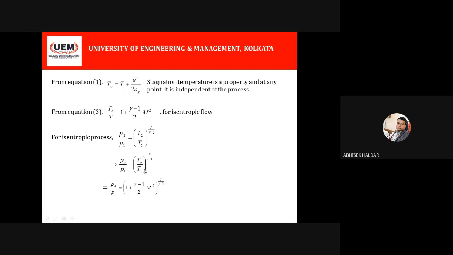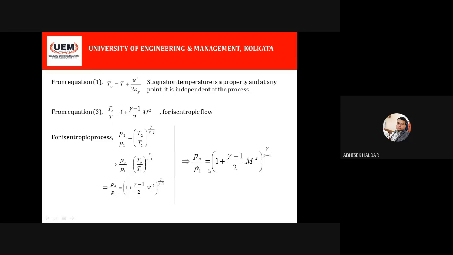T0 by T1 is nothing but this one for isentropic flow: 1 plus gamma minus 1 by 2 M square. Just replace that. So here you see only your Mach number is there, and gamma, which is a property. For a particular flow there should be some Mach number. So P0 by P1 is equals to 1 plus gamma minus 1 by 2 M square to the power gamma by gamma minus 1. The power is as it is. So this is the expression of P0 by P1.